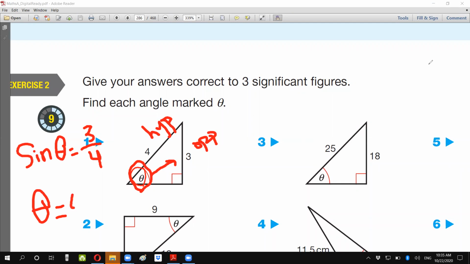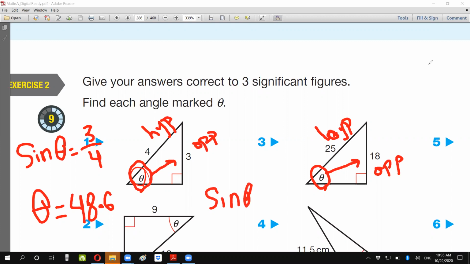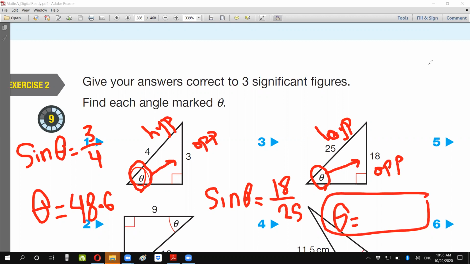What about angle theta? Shift sine. 48.6, by using shift sine. From the angle, I will make a line. This is opposite and here hypotenuse. Sine of angle theta is equal to 18 out of 25. I want theta. Shift sine. 46.05.